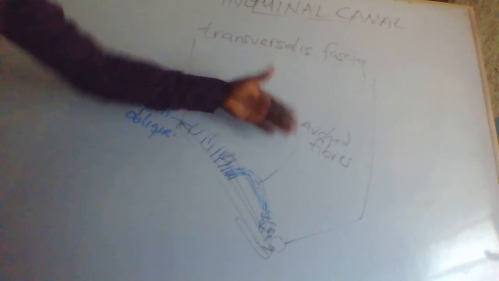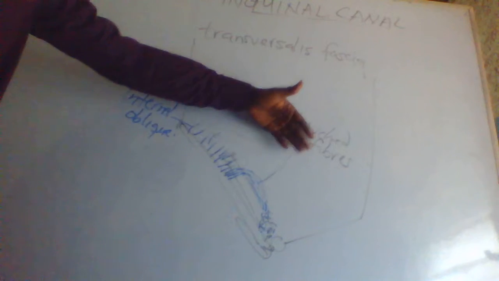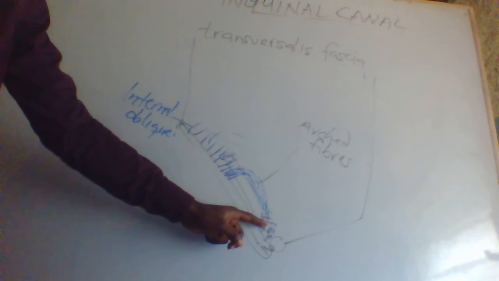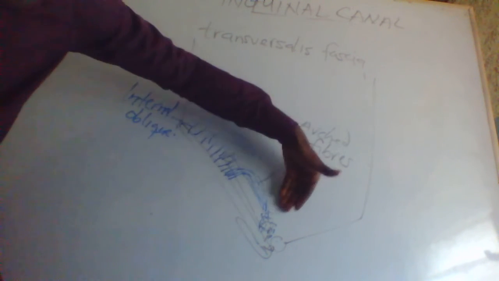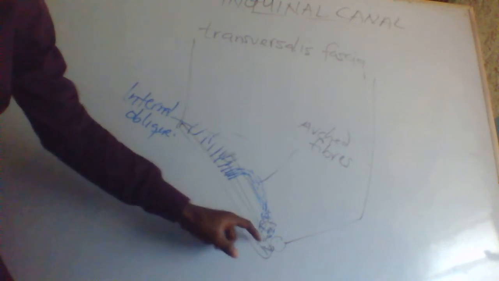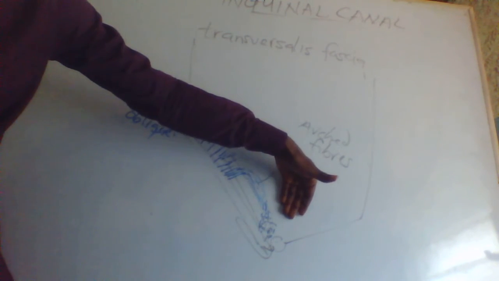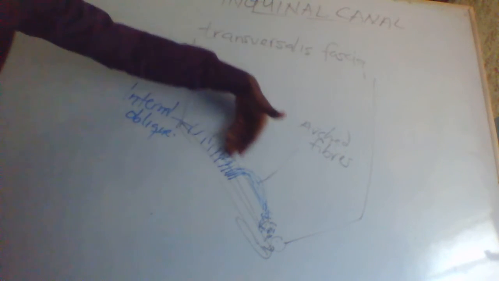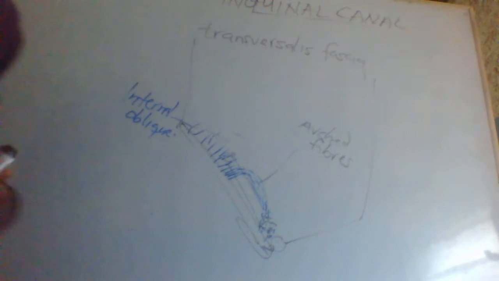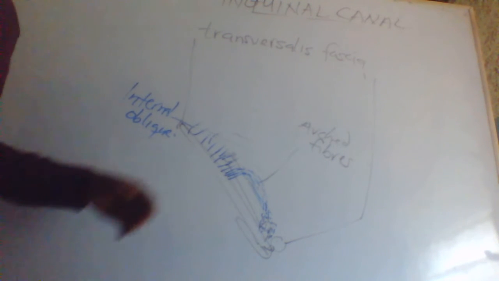So what we can see here with the posterior region is only the internal oblique and the transversus abdominis muscles that pass posterior to this side of the inguinal canal. They are the only portions at the back. The rest of the posterior area will be covered by the transversalis fascia.